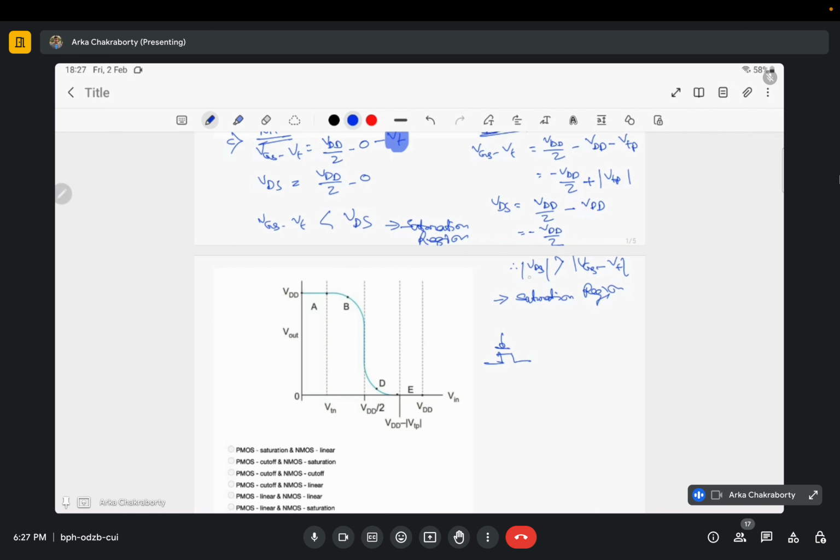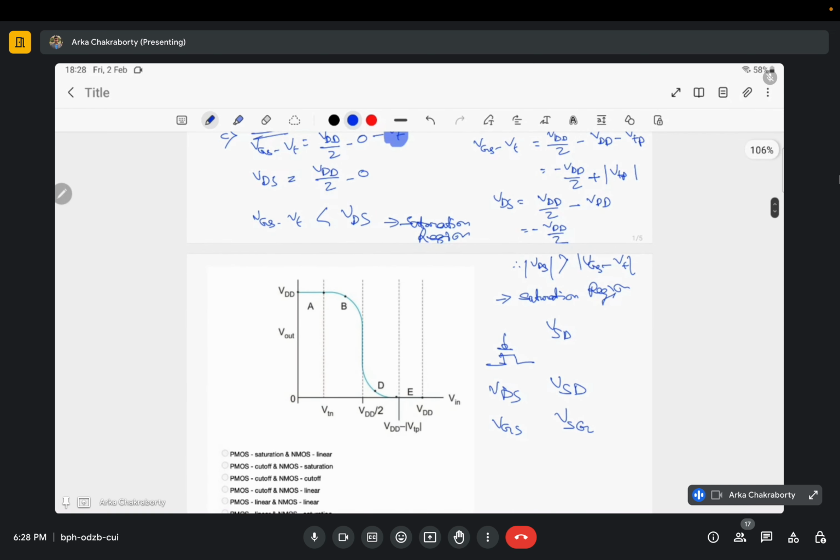In the case of PMOS, instead of VDS we work with VSD, and instead of VGS we work with VSG. If you take VSG and take VT as negative, then you will get VSD greater than VSG minus VTP. For simplification, as I prefer working with VDS only, and I generally take VDS as negative and VGS as negative, I have written mod of VDS is greater than mod of VGS minus VT.